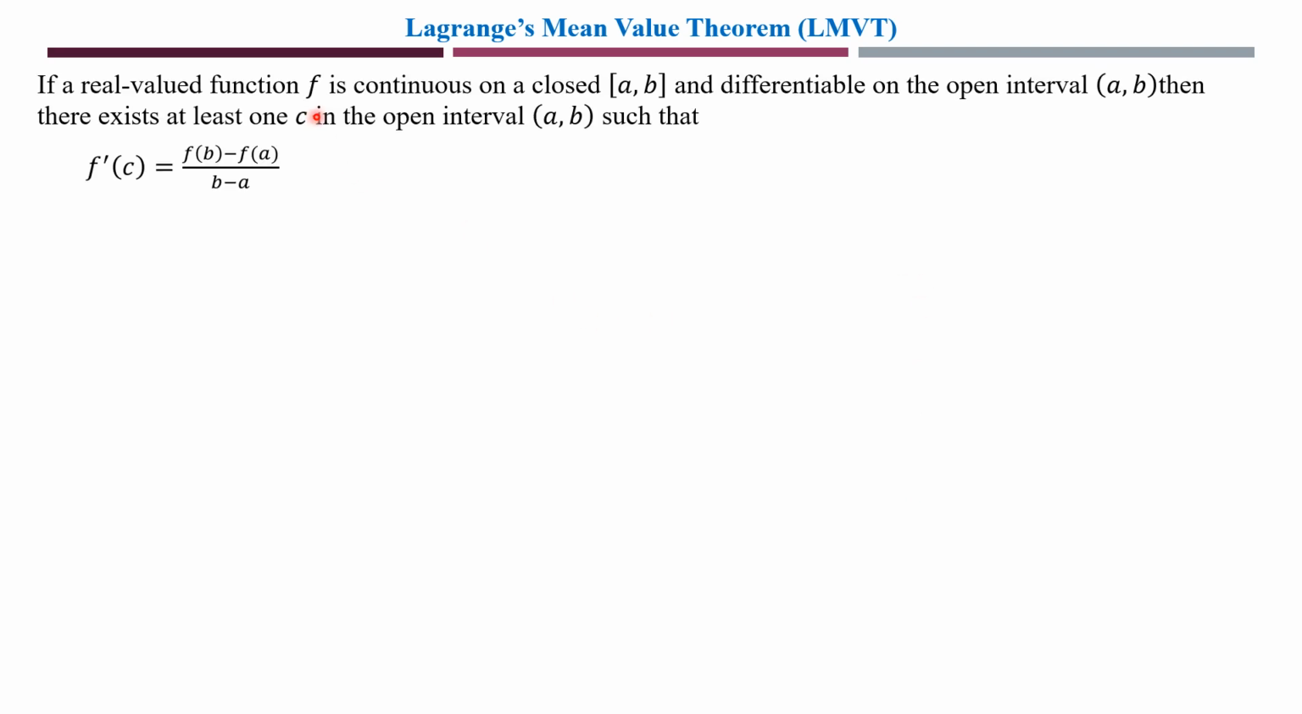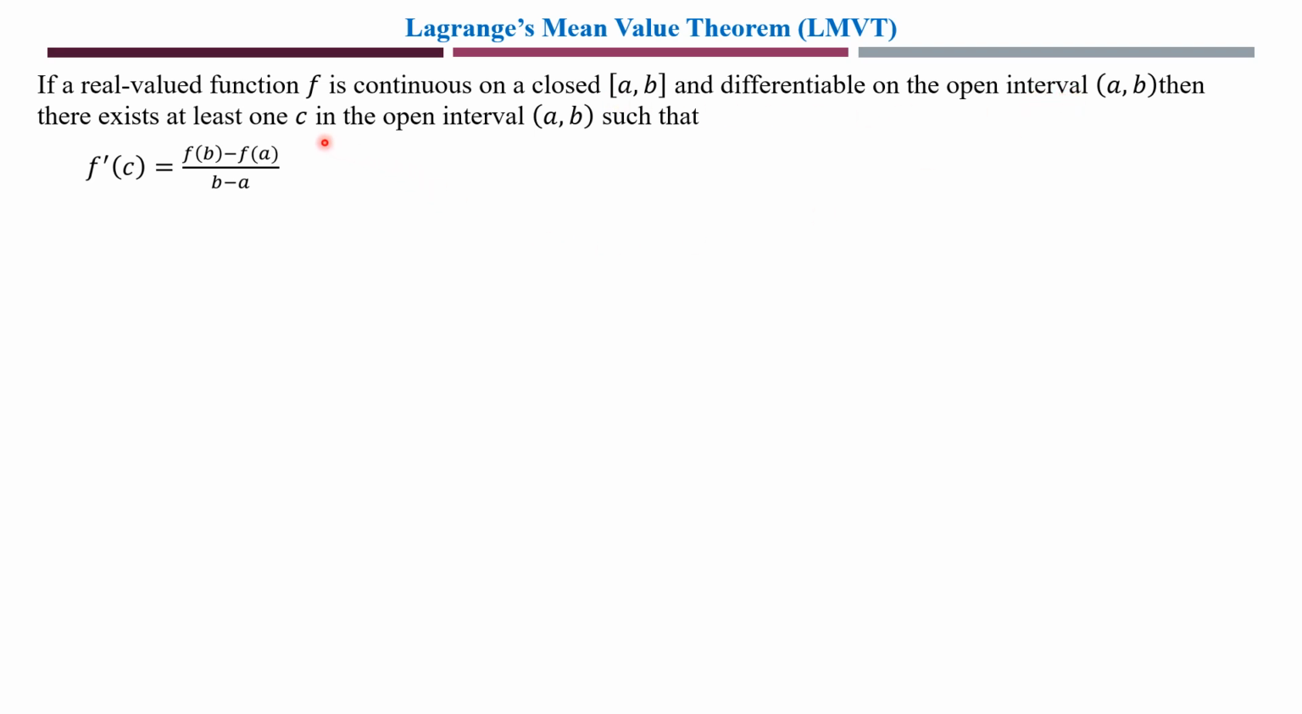If a real valued function f is continuous on the closed interval [a, b] and differentiable on the open interval (a, b), then there exists at least one point c in the open interval (a, b) such that f dash of c equals f of b minus f of a divided by b minus a. This is Lagrange's mean value theorem. The function is continuous on the closed interval and differentiable on the open interval.